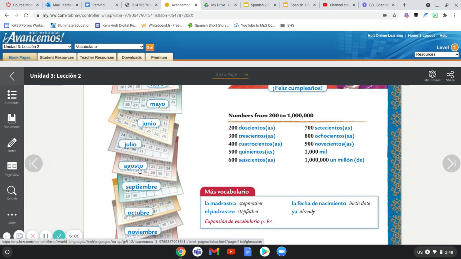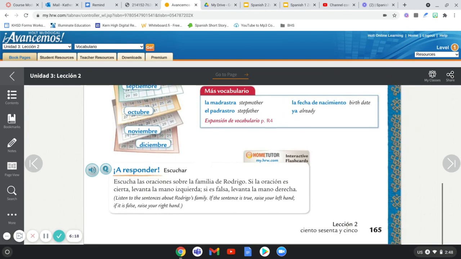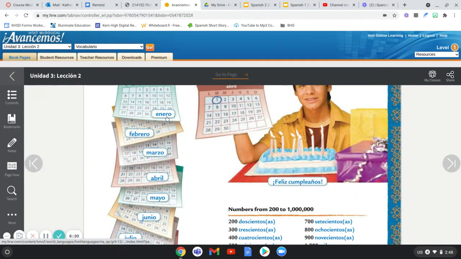Agosto for August. Septiembre for September. Octubre for October. Noviembre for November. And diciembre for December. So luckily, they do kind of look like the words that we are used to seeing in English, all except enero, January. That'll be our outlier, the one that you want to remember on its own, just because it doesn't necessarily look like the word for January.